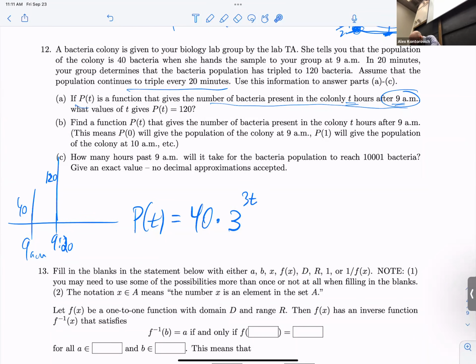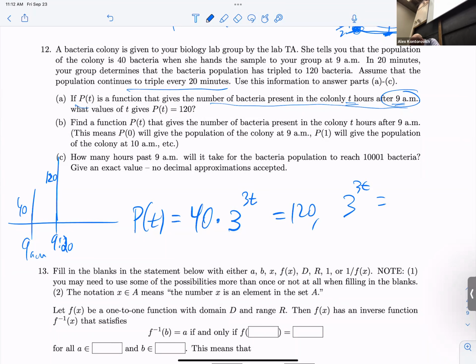P is a function, and so on. For what values of T does it give 120? All right, when is this? So for part A, I want to solve this equation. This is equal to 120. So that's 3 to the 3T is equal to, if I divide by, wait a second.